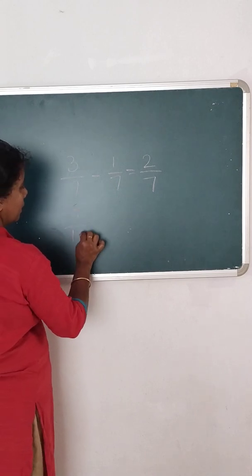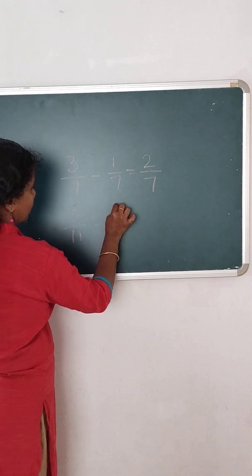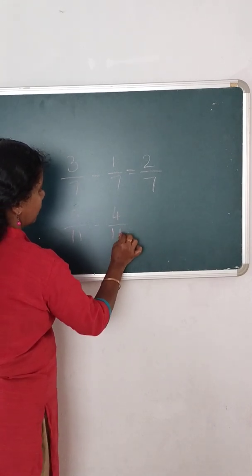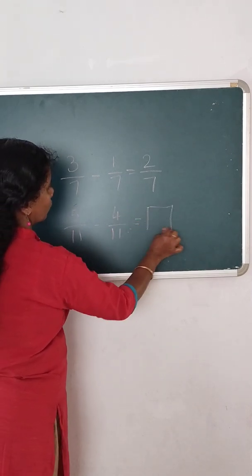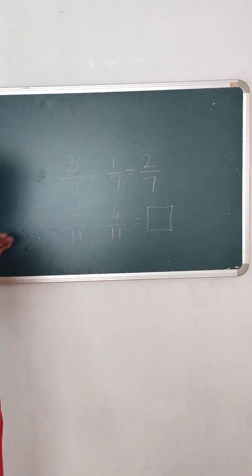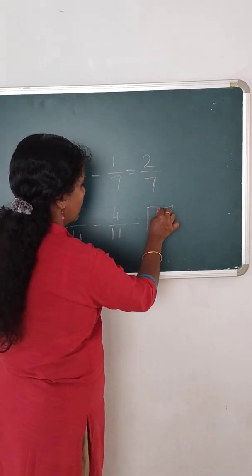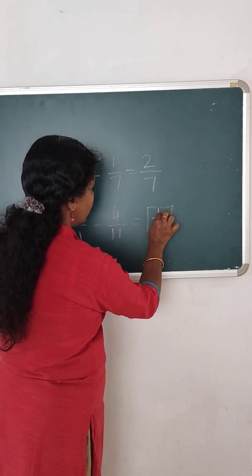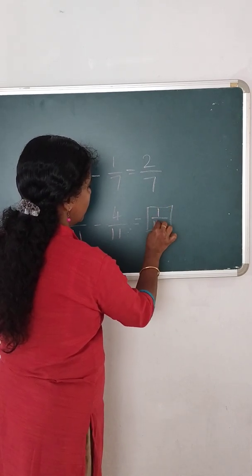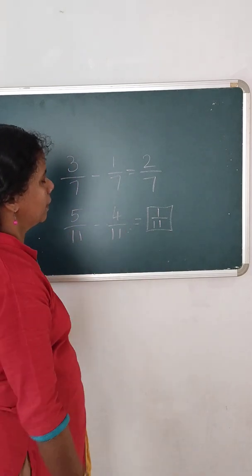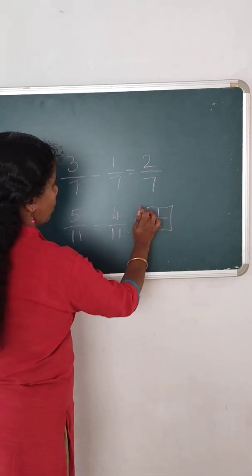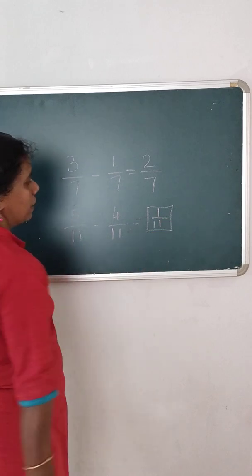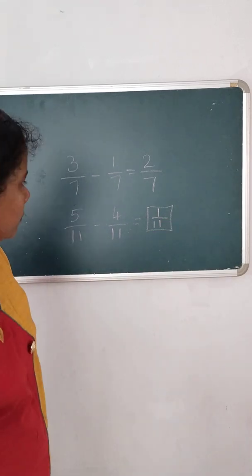5 by 11 minus 4 by 11. What is the answer here? Just 5 minus 4, that is 1 by. So 5 minus 4 is equal to 1. Then what will be the denominator? 11. What is the answer? 1 by 11. Suppose we are given the box to fill, we will write 1 by 11.